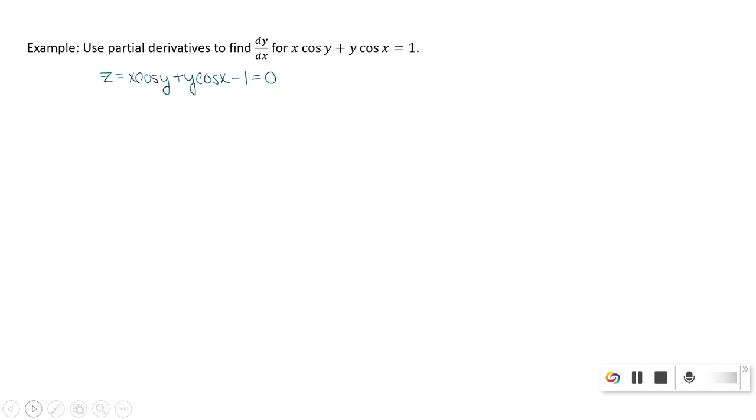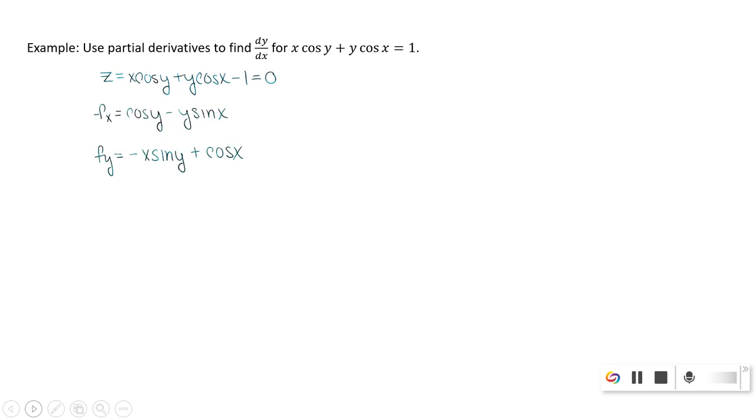So I'm going to call this equation my z. I'm also going to set it equal to 0. In this case, it would actually be okay if we left it equal to 1 because 1 is a constant, but I just get in the habit of setting it equal to 0 because if the right-hand side had variables in it, that would matter. So I'm just going to let my multivariate function z equal this equation set equal to 0. So z is x cosine y plus y cosine x minus 1, and that happens to equal 0.